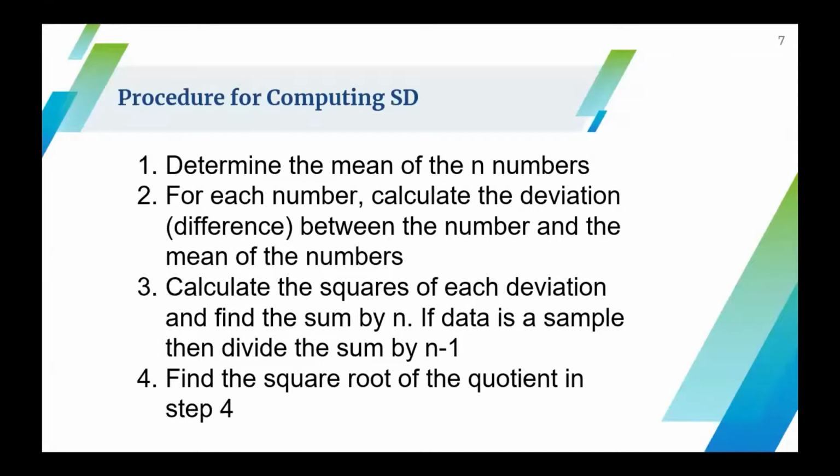Procedure for computing standard deviation. First, determine the mean of the n numbers. Second, for each number, calculate the deviation, or the difference between the number and the mean. Third, calculate the square of each deviation and find the sum of these squared deviations. Fourth, if the data is a population, divide the sum by n. If the data is a sample, divide it by n minus 1. And lastly, find the square root of the quotient in step number 4.